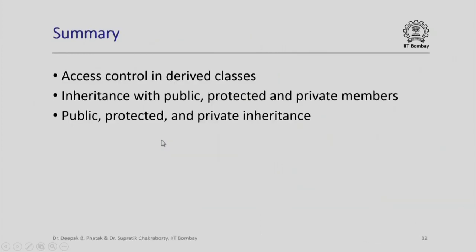So to summarize, we looked at different access control mechanisms in derived classes. We saw how we can inherit public, protected and private data members from a base class into a derived class, and we also saw how we can have different kinds of inheritance, public, protected and private inheritance, and it is really the combination of the access control specification for a data member or a member function and the mode of inheritance or the mode of derivation that determines how data members or member functions can be accessed within derived classes.